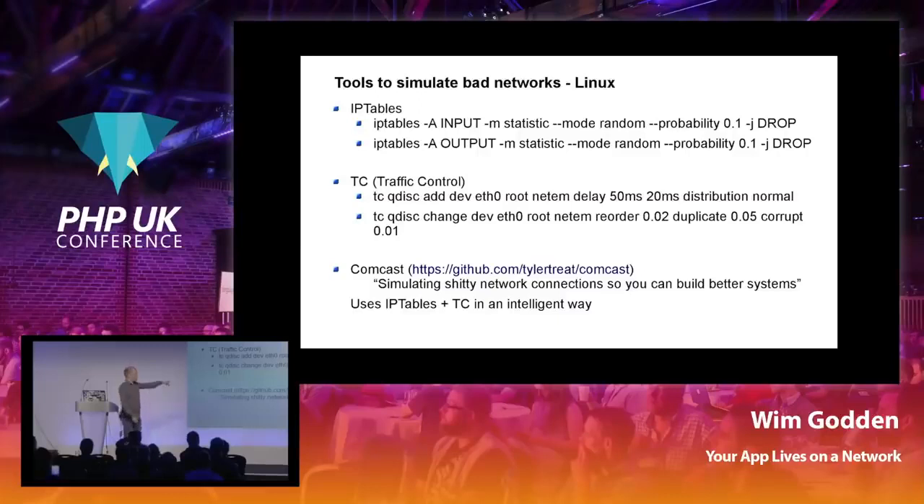There's a very nice tool actually called Comcast, which is described as simulating shitty network connections so you can build better systems. A really nice tool that allows you to actually simulate what could go wrong if anything that you connect to or that your users need to connect to doesn't behave as expected.